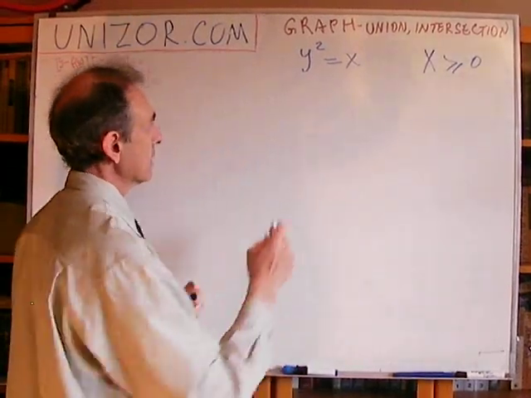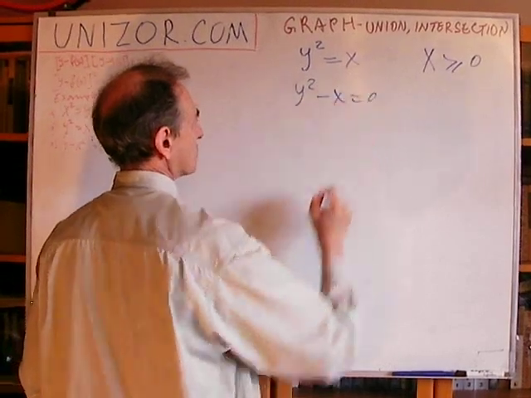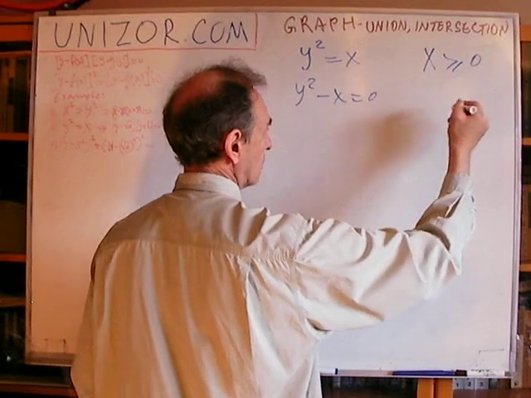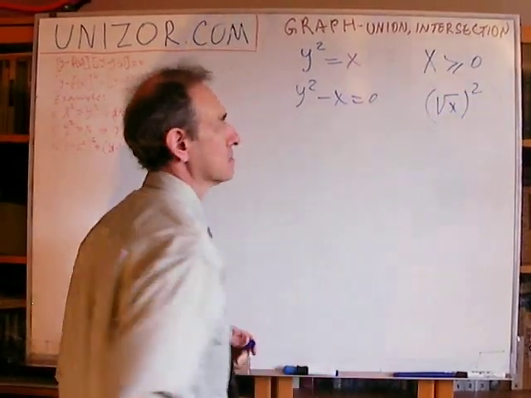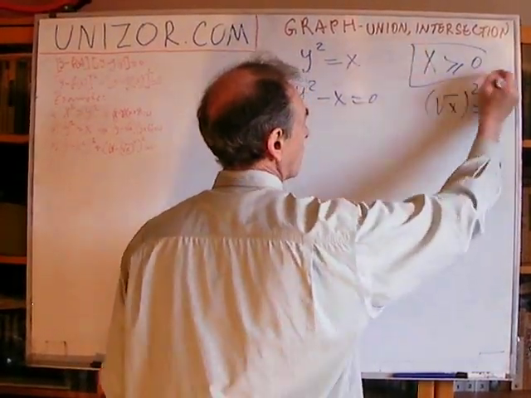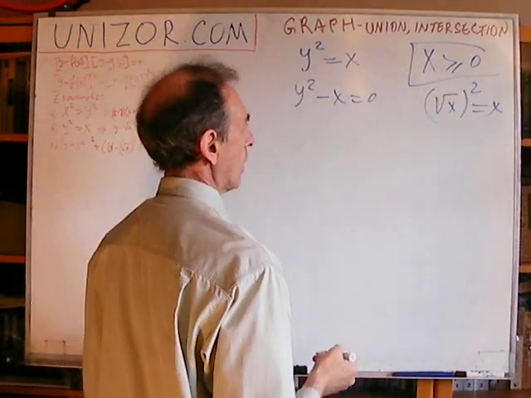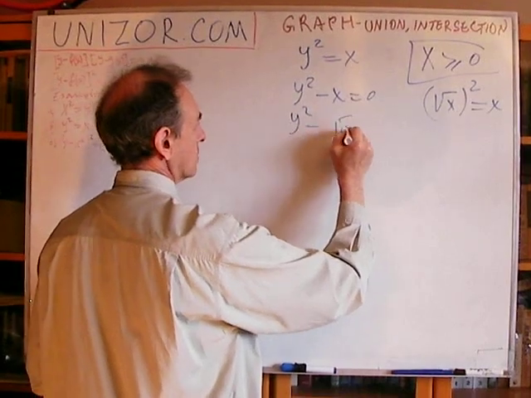What I can say is the following. y squared minus x is equal to zero. And x, for positive or zero x, I can always represent as this, right? This is x for non-negative x. Same thing, square root and then square. So that means that I have this.